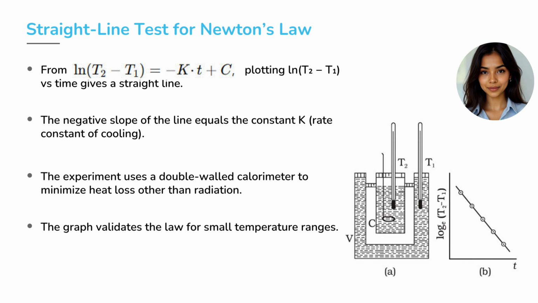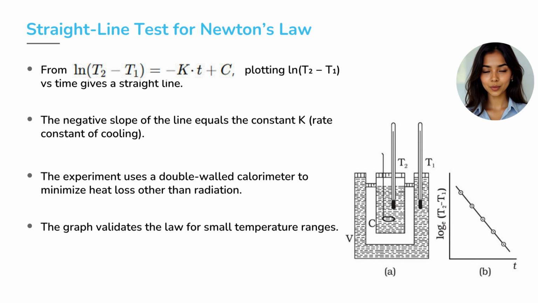Let's find out. If you plot the natural logarithm of the temperature difference, that's ln of (T2 minus T1), against time, you get a straight line. The equation we derived earlier, ln of (T2 minus T1) equals negative K multiplied by t plus c, predicts this perfectly. The slope of that line is negative K, and that slope gives us the cooling rate.